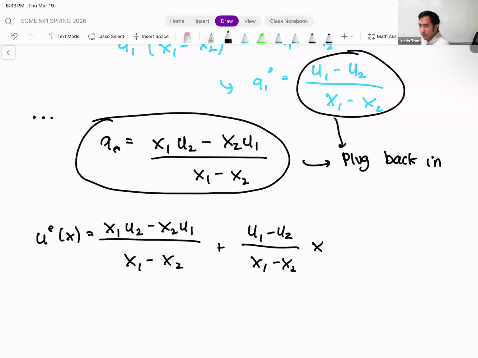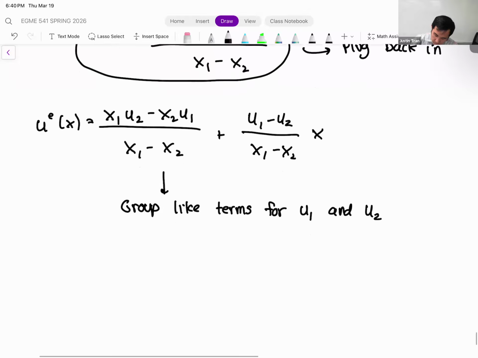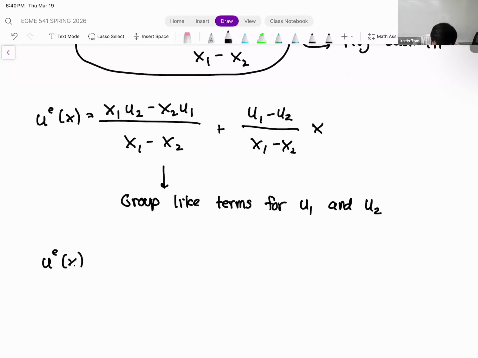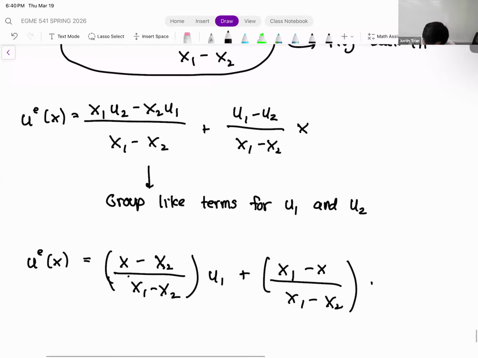All right, so let's rearrange this a little bit, just to make things a bit more clear for us. Right, and the way that we're going to rearrange is that we're going to group like terms according to the U terms. Okay. All right, so we group those like terms, we get UE of x is equal to, so let's do the U1 terms first. So for U1, we have x minus x2 divided by x1 minus x2 multiplied by U1 plus, let's see, we have x1 minus x divided by x1 minus x2 times U2. Okay.